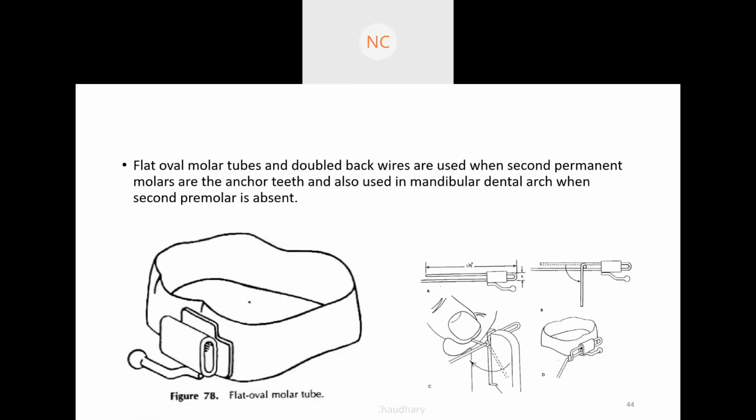The molar buccal tubes can also be flat oval, and this flat oval molar buccal tube is generally used when the second molar is banded, and in case of the mandibular arch, when the second premolar is absent, it can also be used on the first molar of the mandibular arch. In case of the flat oval molar tube, the end of the archwire is bent again and brought into the major side of the molar tube, and at the major end of the molar tube, it is ligated.